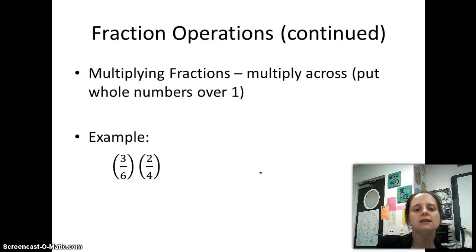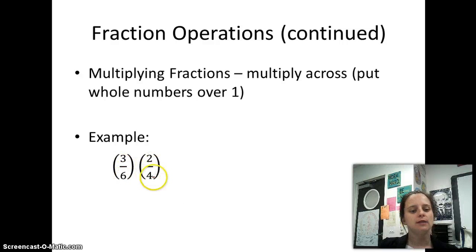Okay, so when you multiply fractions, you do not need common denominators. Instead, we're just going to remember that we multiply across. So another way to say that is top times top, bottom times bottom. And the only thing you have to remember is that whole numbers are actually numbers written over 1. So if you have a whole number, turn it into a fraction before you start. So we have this example here, 3/6 and 2/4.